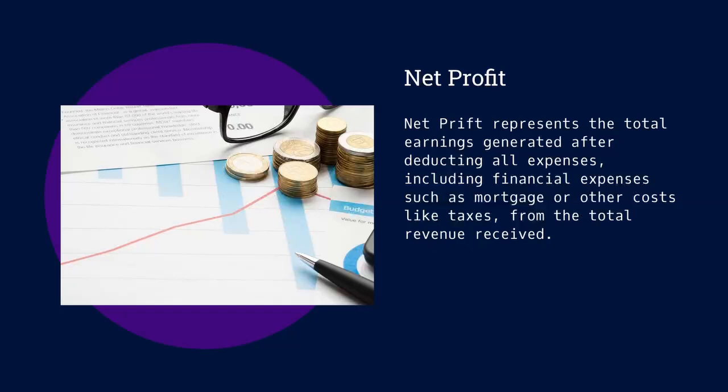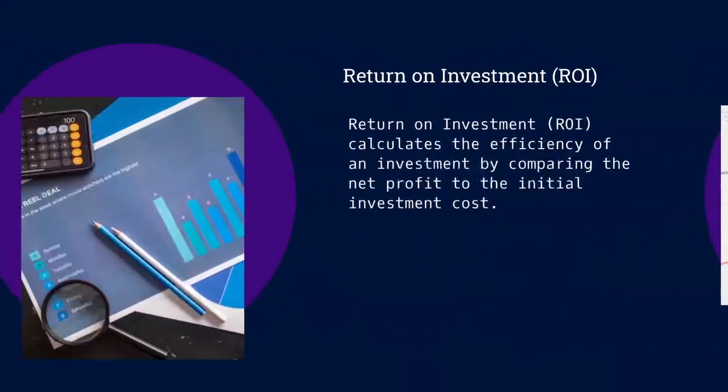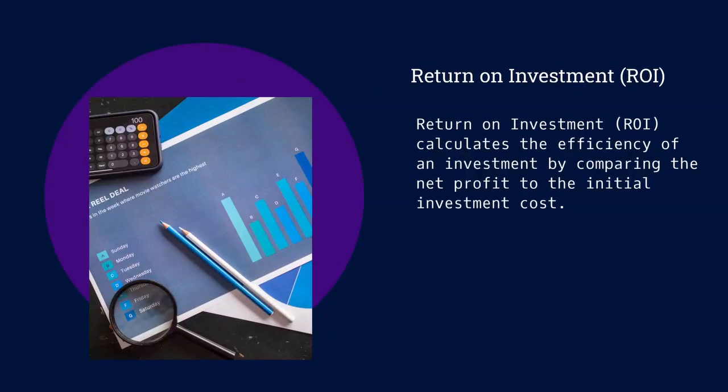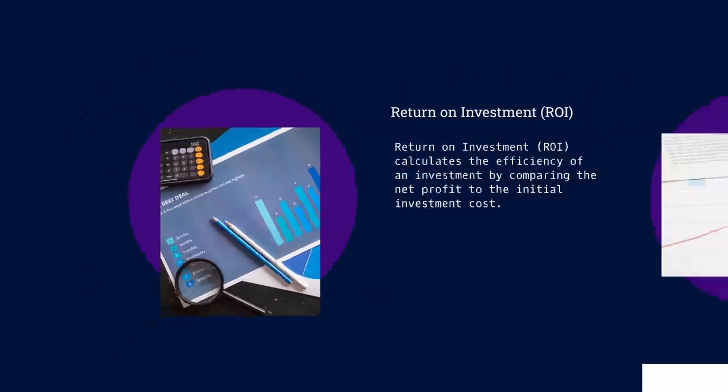And the last profit indicator is the return over investment or return on investment, that is the ROI. The return on investment calculates the efficiency of an investment by comparing the net profit to the initial investment cost, right? So it's comparing the net annual profit of your property against the money that you put to buy that property, right? So that's the return over investment.